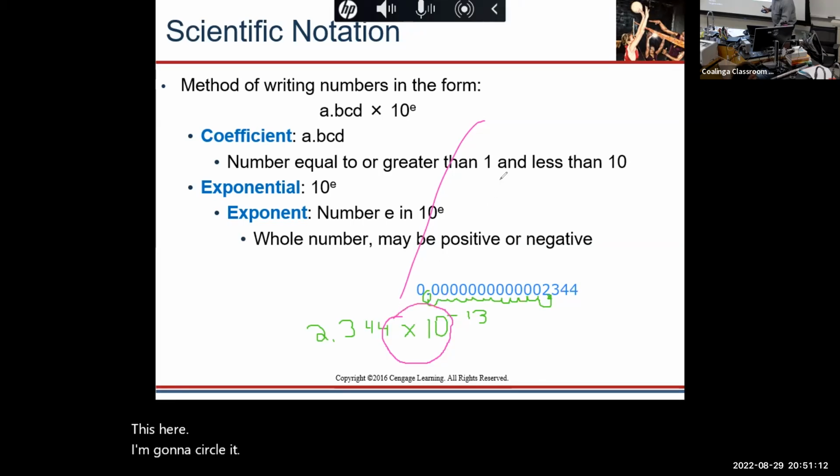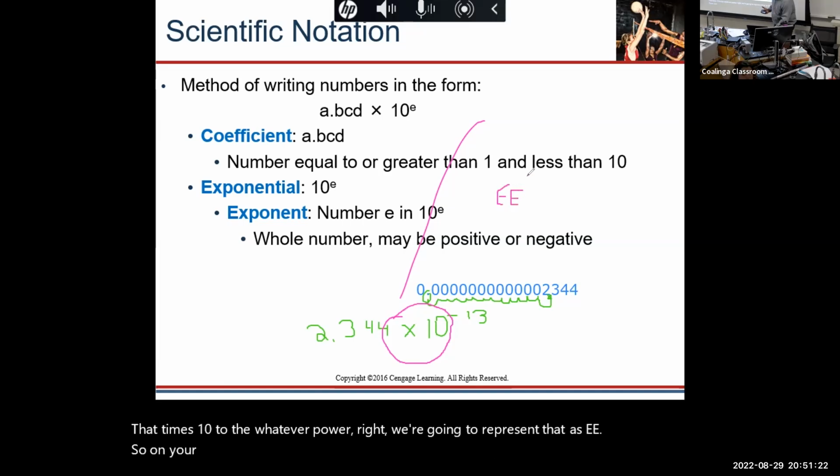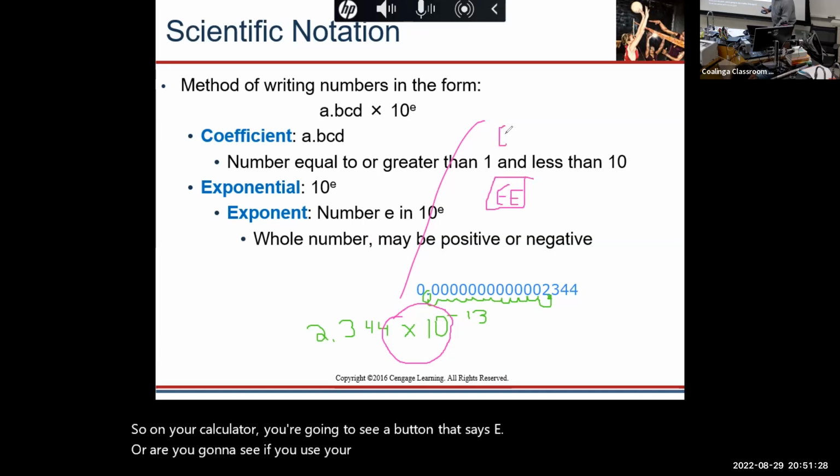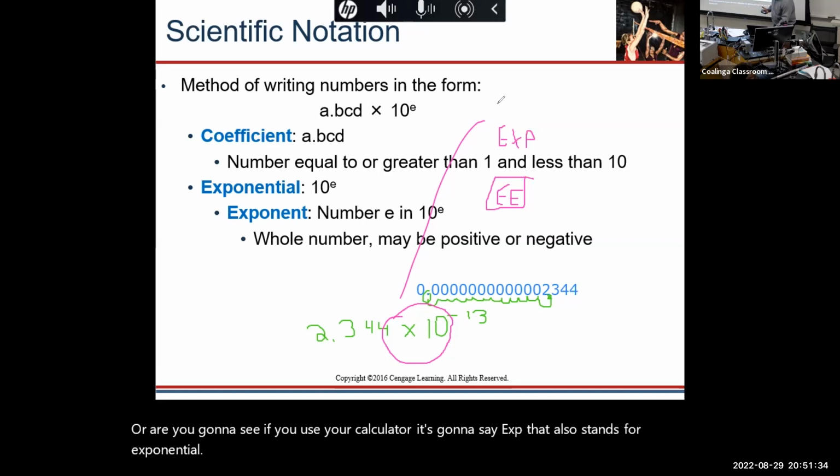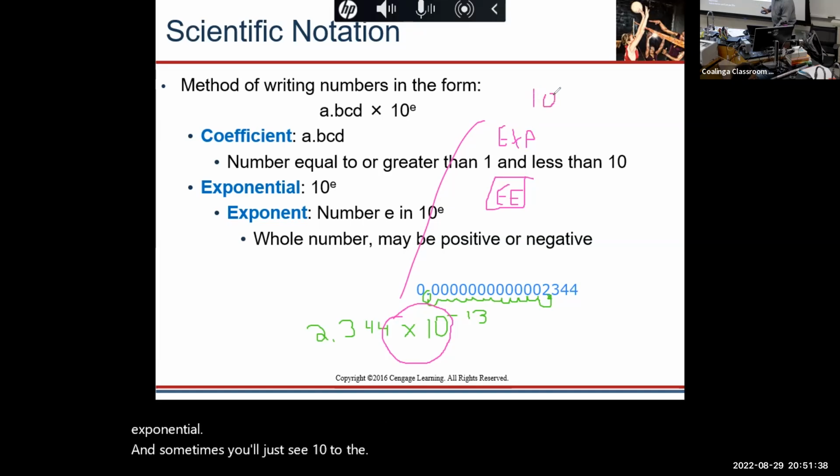That times 10 to the whatever power, right? We're going to represent that as EE. So on your calculator, you're going to see a button that says big EE. Or, if you use your calculator, it's going to say EXP. That also stands for exponential. And sometimes you'll just see 10 to the X.